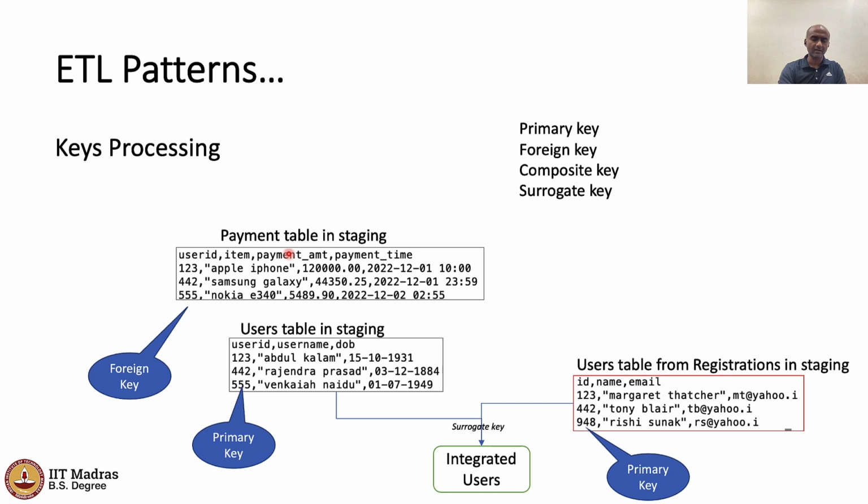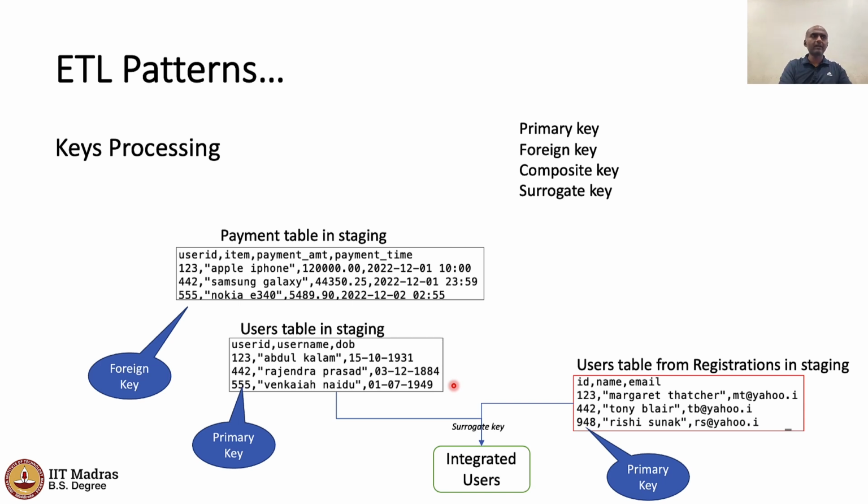And I need to understand the payment amount. But can I just do a join between the user tables? No. The 1 to 3 user ID is not the same. I could still do the join, I could still get an answer, but the answer is invalid. Right? Abdul Kalam is not Margaret Thatcher. So, what happens then, right?